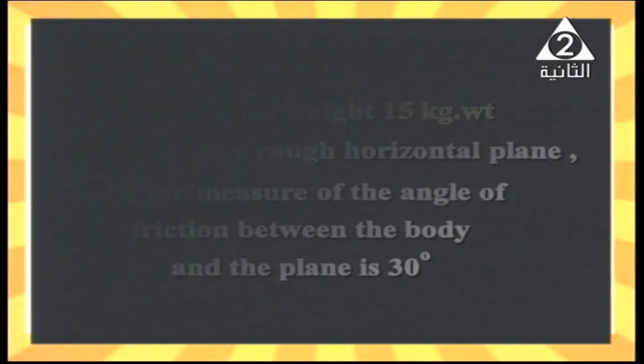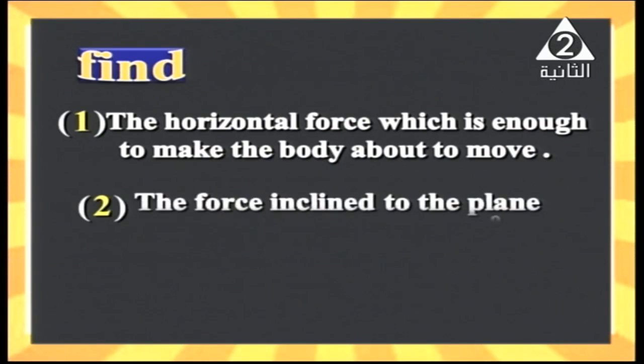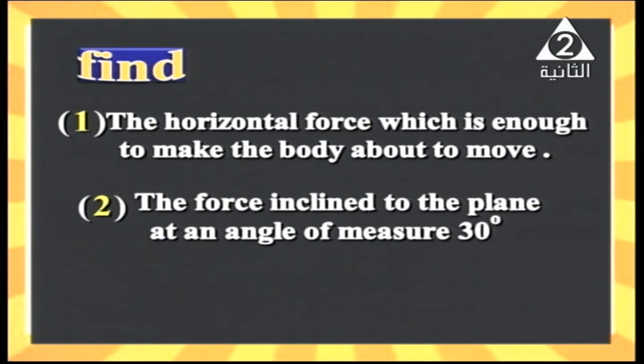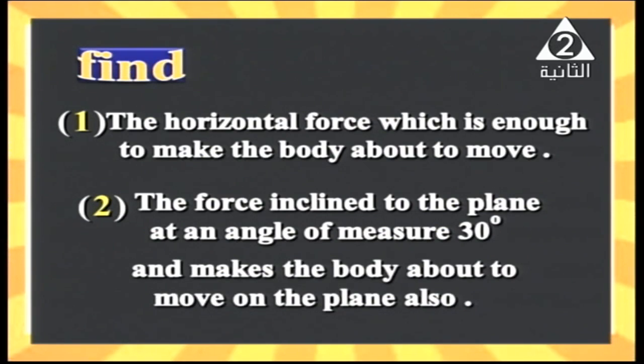Find, number 1, the horizontal force which is enough to make the body about to move. Number 2, the force inclined to the plane at an angle of measure 30 degrees that also makes the body about to move on the plane.